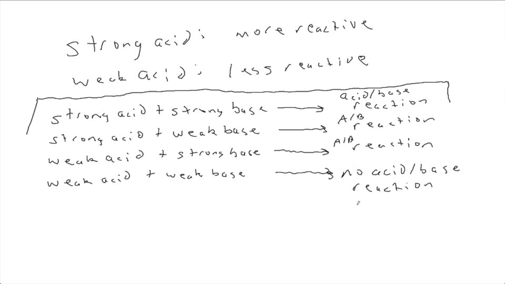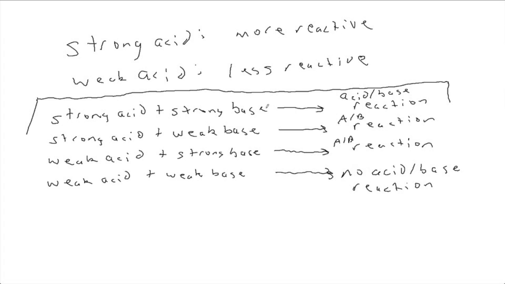So can you have an acid-base reaction between a strong acid and a weak base? Yes. Can you have an acid-base reaction between a weak acid and a strong base? Yes, you can. Can you have an acid-base reaction between a weak acid and a weak base? No, there wouldn't be an acid-base reaction. That's right.